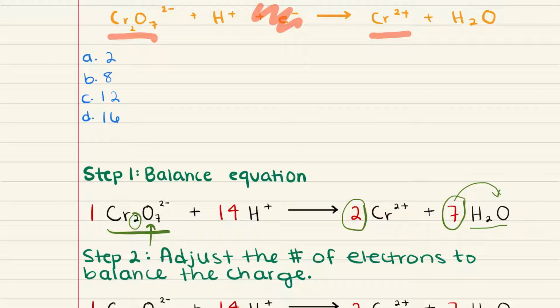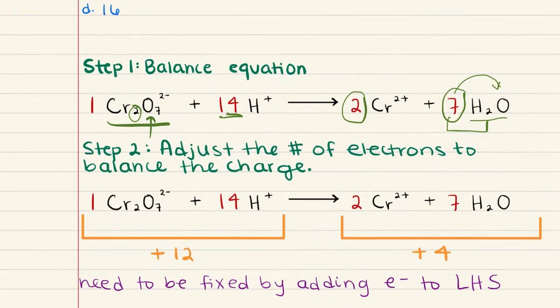Now, our last and final step is to balance the hydrogen atoms. On the product side, we have 14 hydrogens. So to balance that, we're going to add a coefficient of 14 in front of our hydrogen ions. Now all of the atoms are balanced. Let's go ahead and calculate the charge on the reactant side and the product side so that we can determine how many electrons we need and on which side to balance the charge.